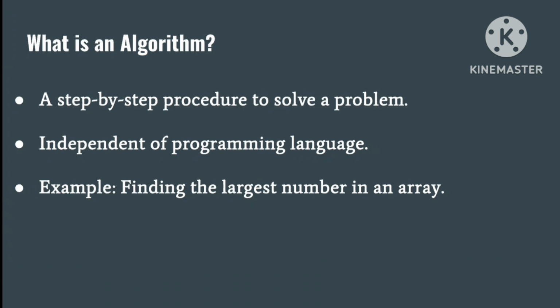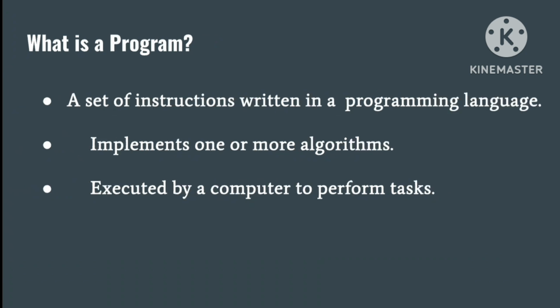What is an algorithm? An algorithm is a step-by-step procedure to solve a particular problem. It is independent of any programming language. It can be written in any language which humans speak. For example, finding the largest number in an array. We can find the largest number in an array using some steps.